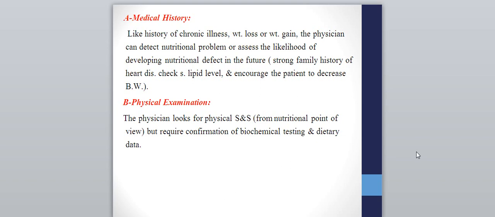Also physical examination. The physician looks for physical signs and symptoms. We have to check thoroughly, and also from a nutritional point of view. This requires biochemical confirmation, by biochemical tests and by dietary data.